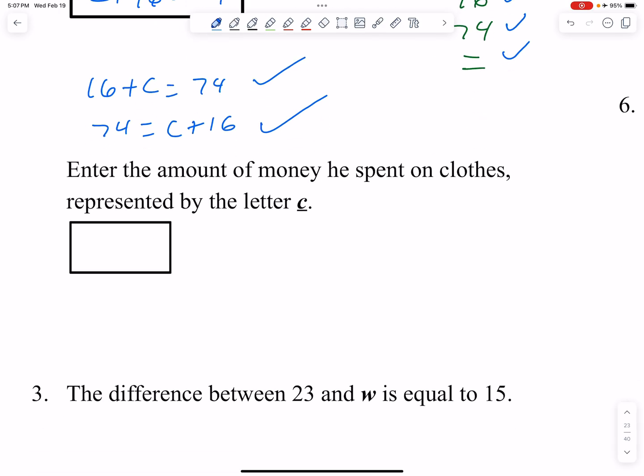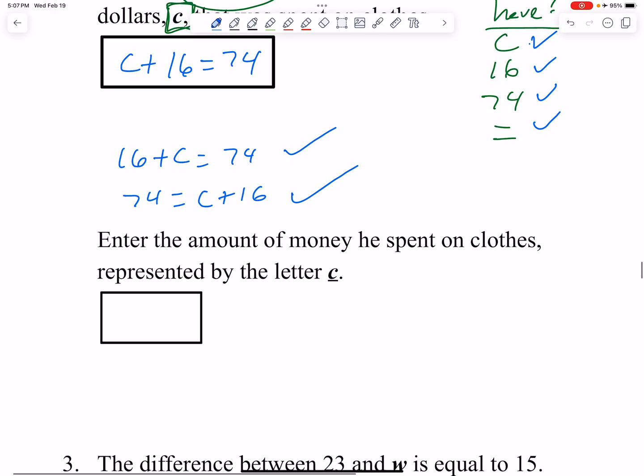All right, so now enter the amount of money spent on clothes represented by the letter C. Why are they asking for the letter C? In other words, I have to solve the equation. If I have C plus 16 equals 74, it's like saying, how much money did I spend to get to $74 before I spent the 16? So 16 plus what is 74, essentially?